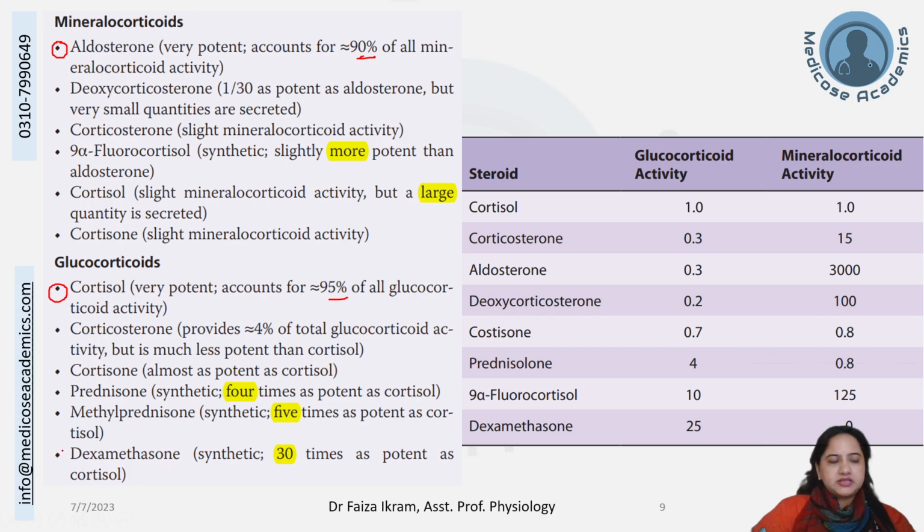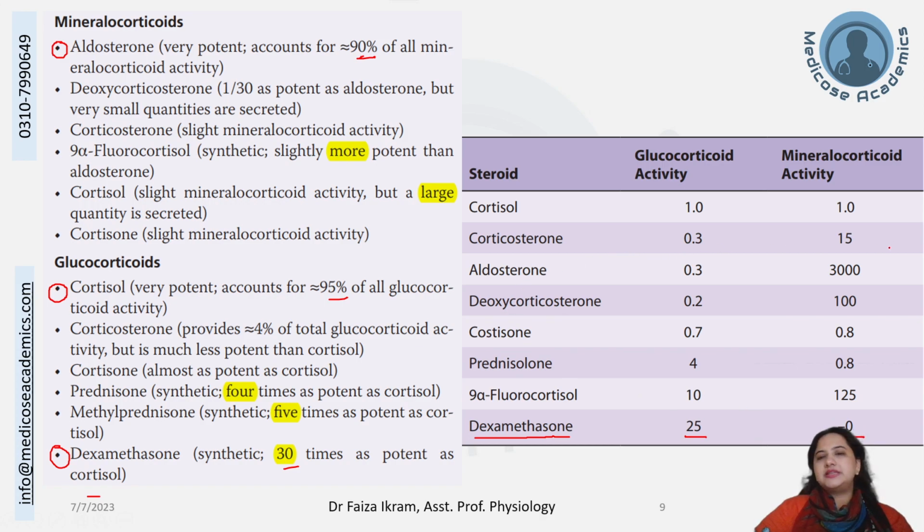For example, I would like to mention dexamethasone. Dexamethasone is 30 times as potent as cortisol. And the other important thing is this is synthetic and used in medicine very frequently because it has a strong glucocorticoid activity and no mineralocorticoid activity.